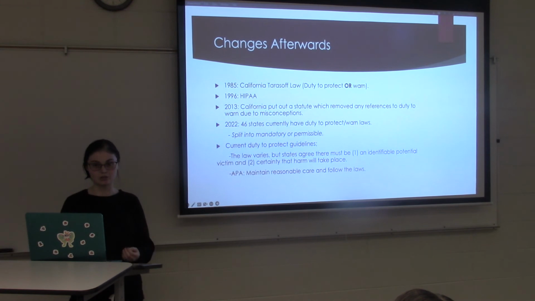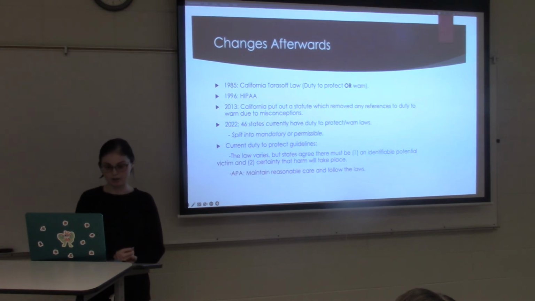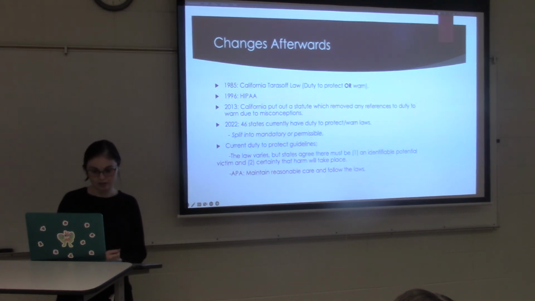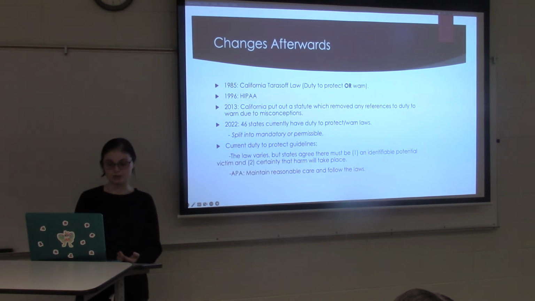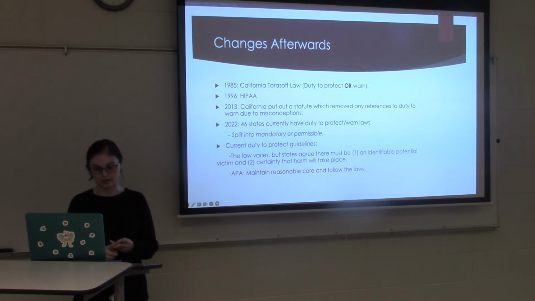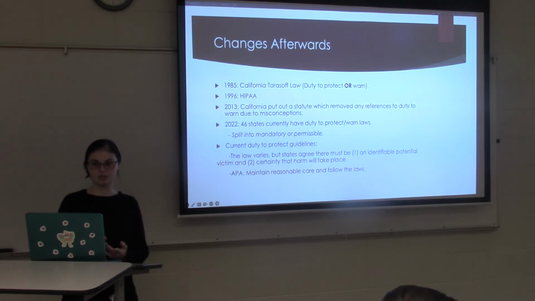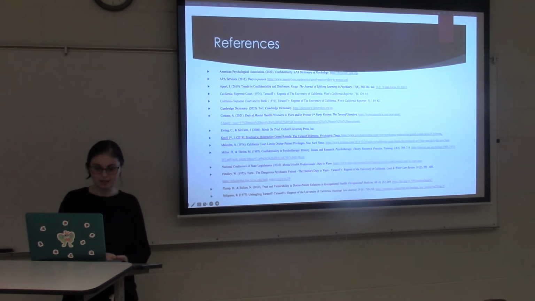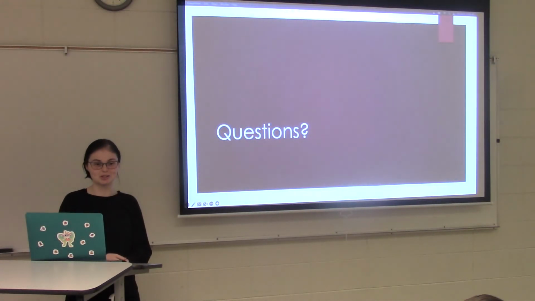This is split into mandatory or permissible laws. And as of current duty to protect guidelines, the law varies of course, but states agree there must be one, an identifiable potential victim, and two, certainty that any level of harm will take place. And as for the APA, there's not much they really can do except say follow the laws and maintain reasonable care. Use your brain. Here are my references. Any questions?